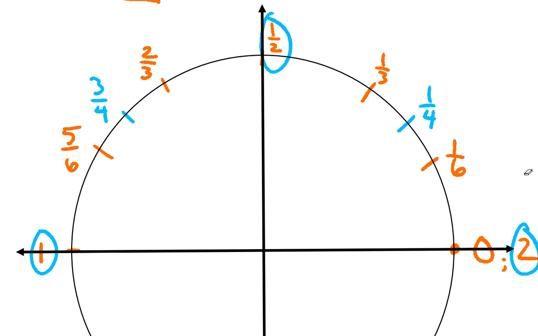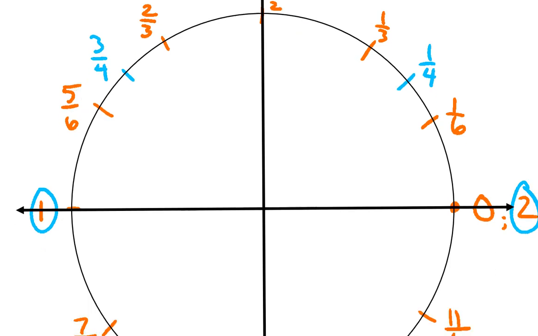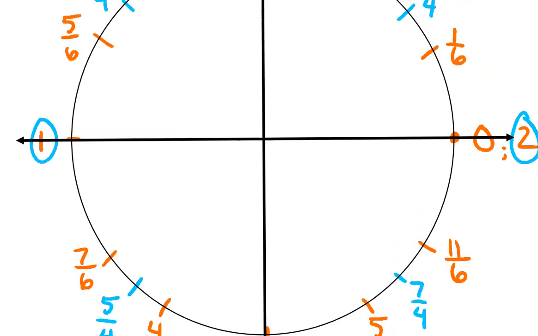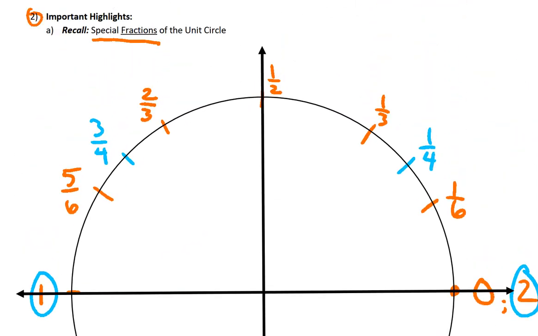And then we count our way up by sixths or by fourths, of course reducing fractions when we can, and observing that some of these overlap at the same spot. And this is the full set of our special fractions. Now this is a very important set of fractions. That's why they're called special.